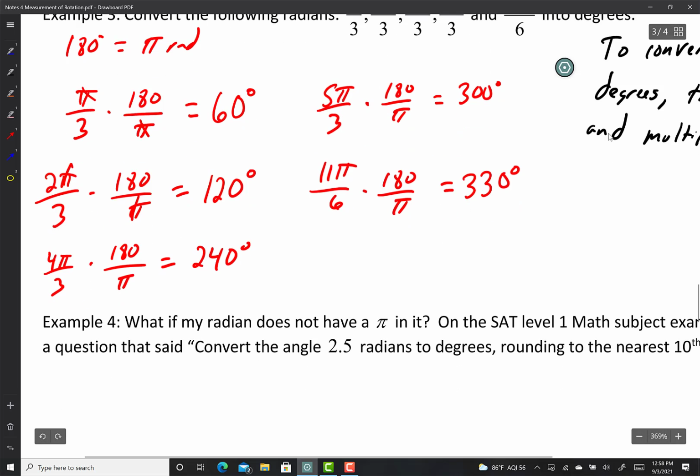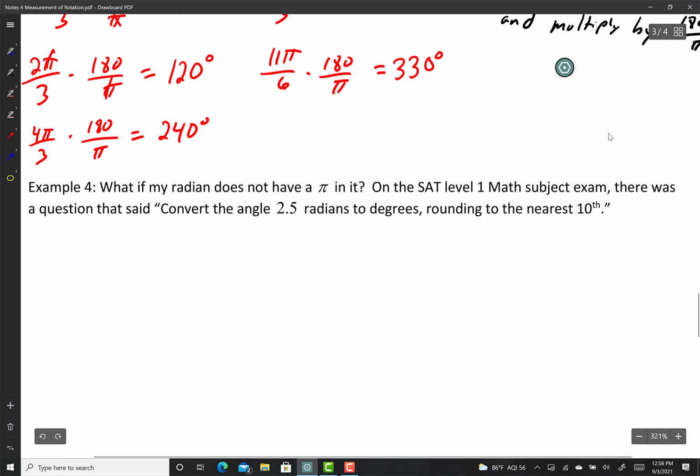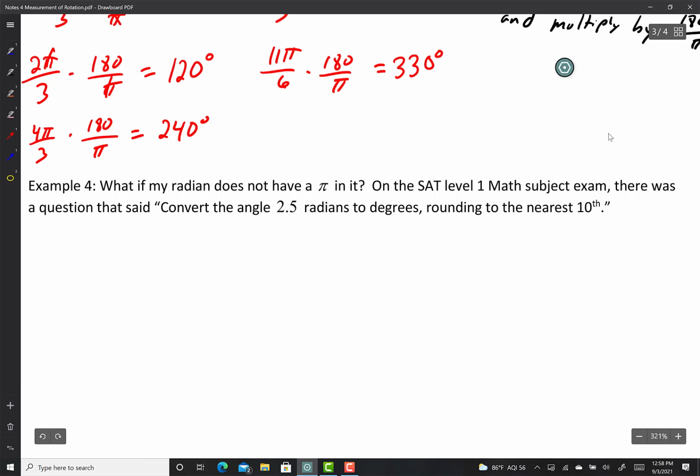Okay. Example 4. The SAT level math subject exam is going away, which is kind of sad because I think this is an exam that we can do very, very well on. The level 2 one, we just need to study for, but the level 1 one is one that you can just kill, like just destroy it. But it's unfortunate that it's going away.